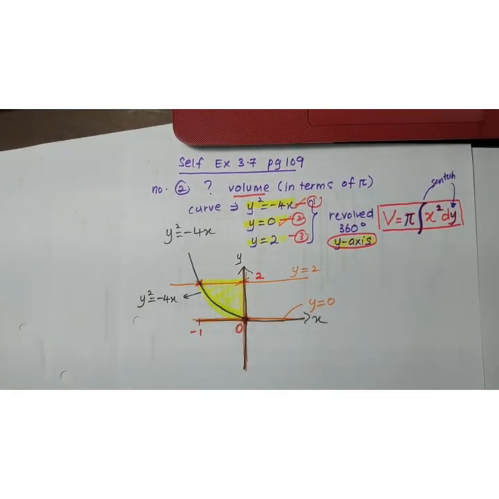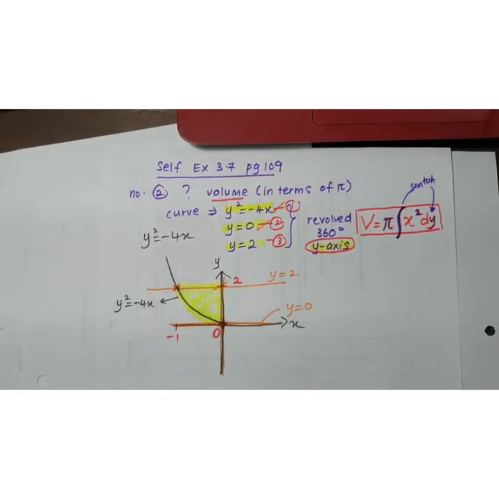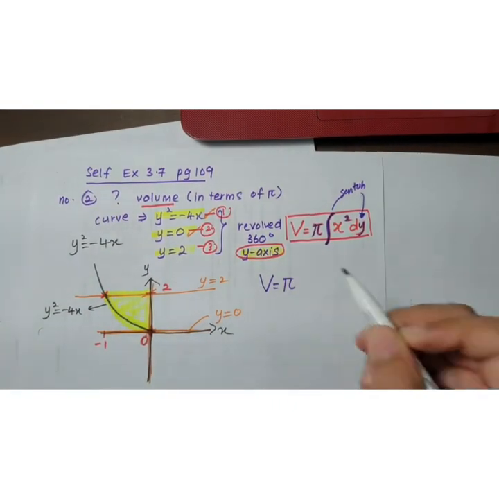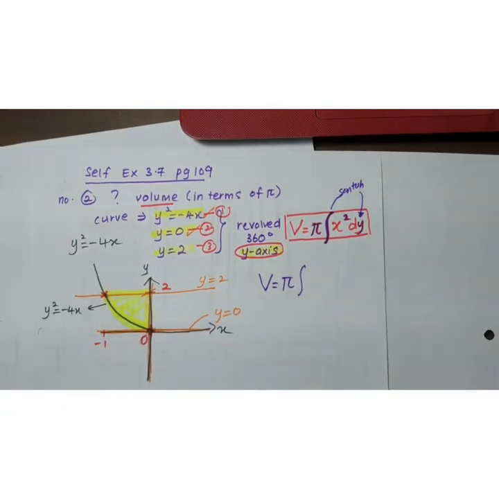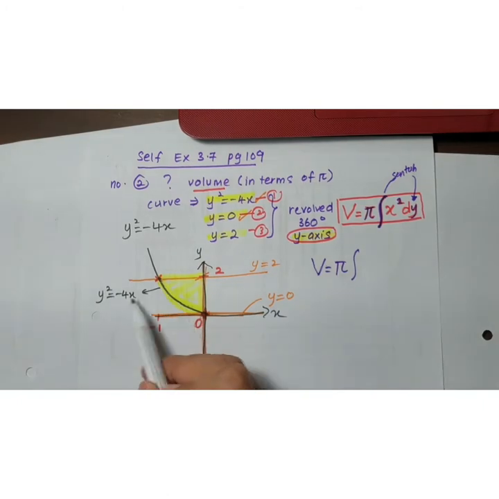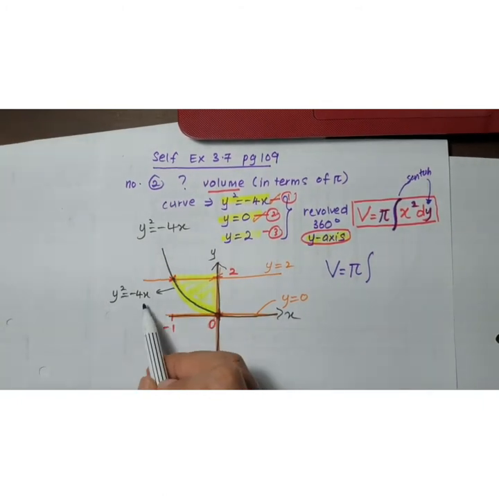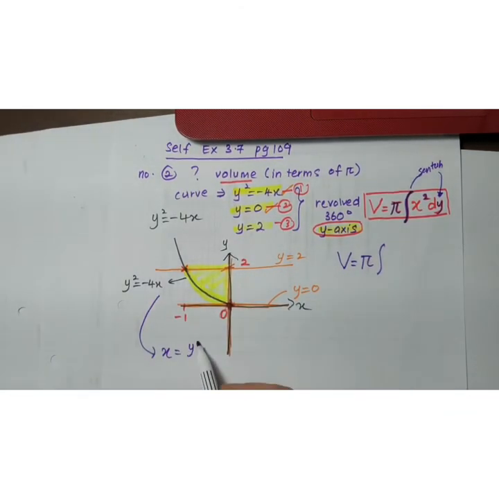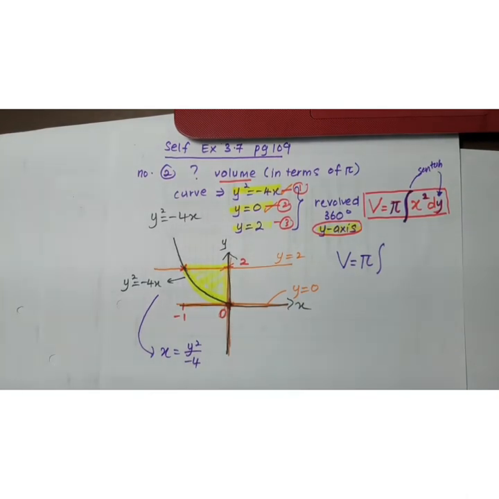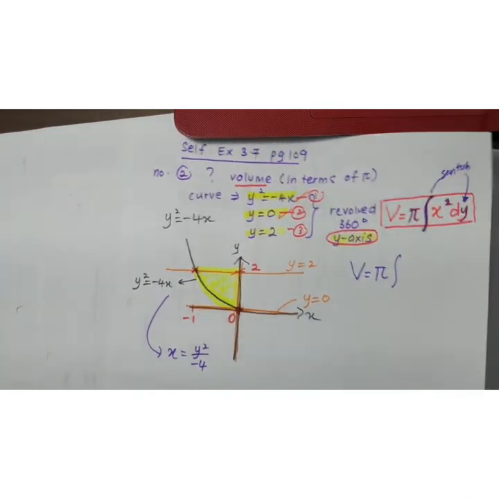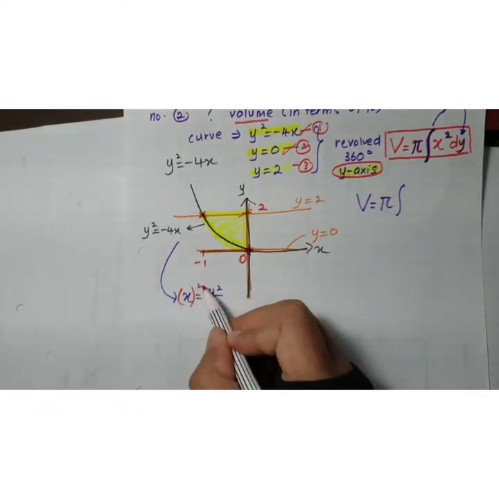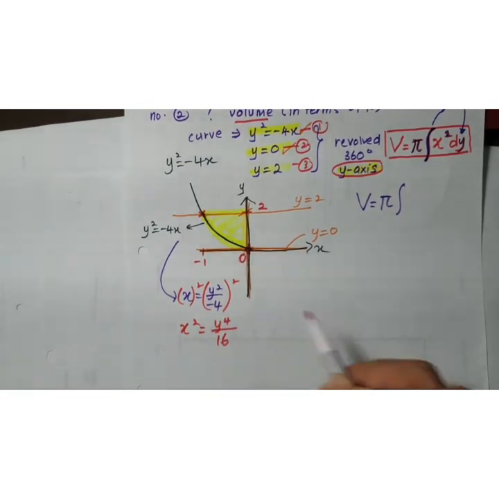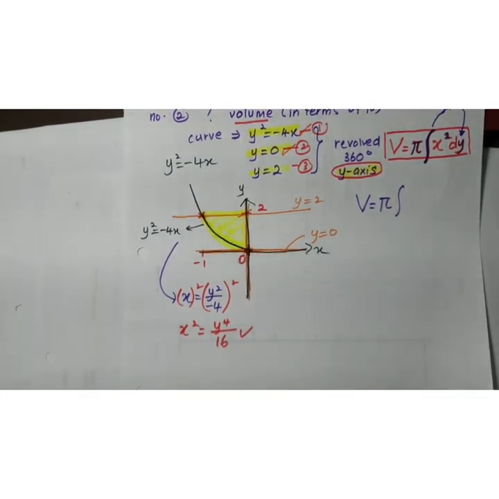The limit is always on the y-axis. Alright, so let's find the volume using this formula, pi times the integral, then integrate. Now, this is the curve, so you must make x squared as your subject. First, x is y squared over negative 4. Since you want x squared as your subject, square both sides. When you square both sides, you get y to the power of 4 over 16. So this is the equation after you make x squared as your subject.